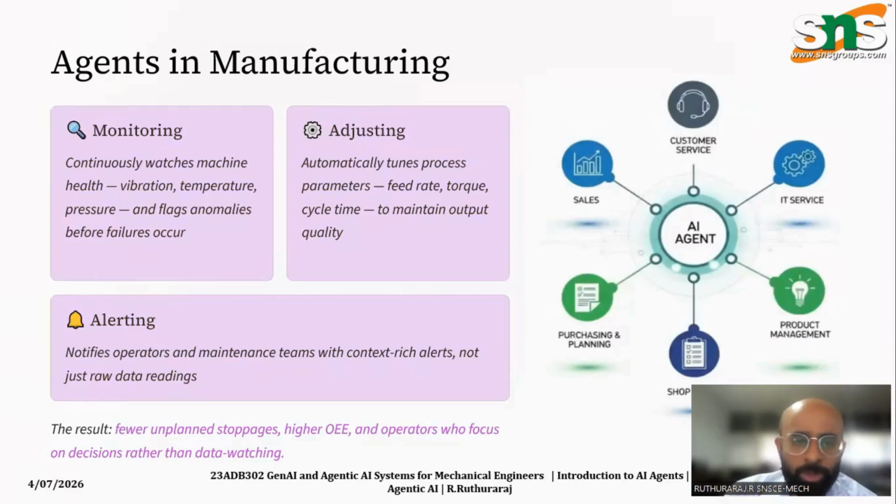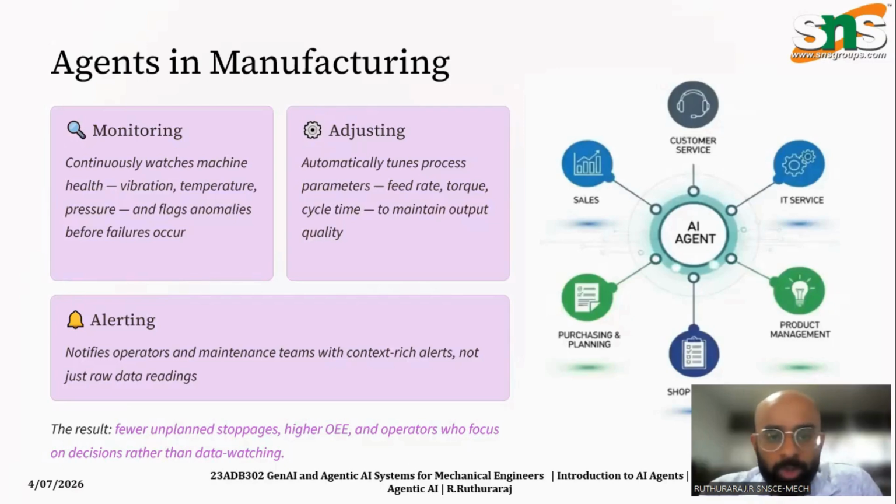Then we will see agents in manufacturing. In the manufacturing sector, agents will play a major role. It may be any role. For example, the role of sales, customer service, infrastructure service, product management, shopping, planning and processing. In all these fields, agents can play a role.